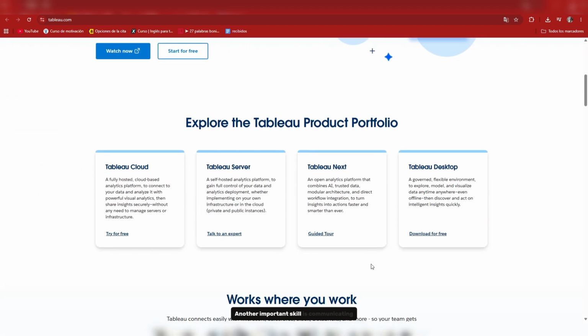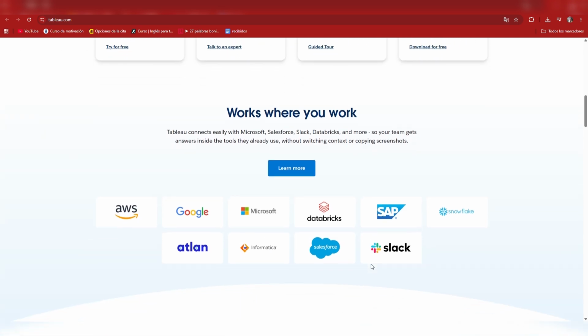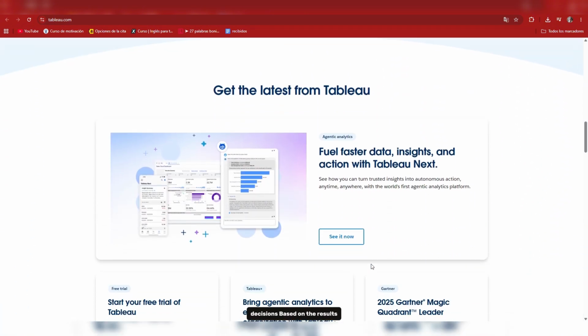Another important skill is communicating your findings. A good data analyst doesn't just create charts. They explain what the data means and help others make informed decisions based on the results.